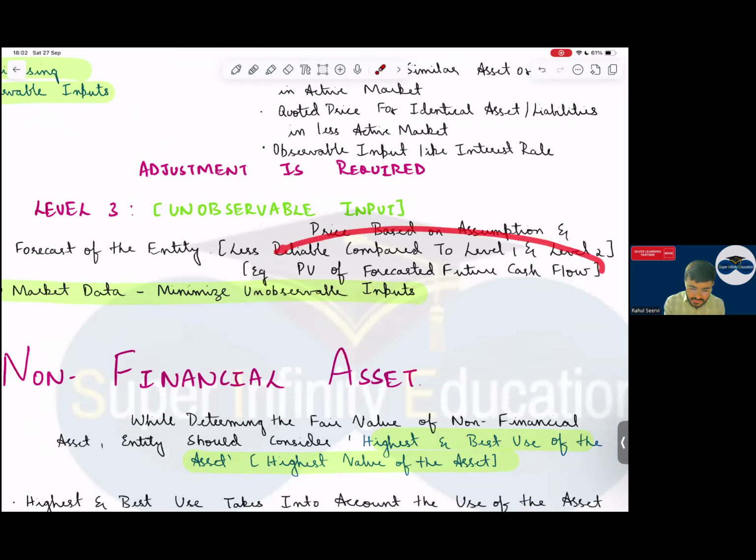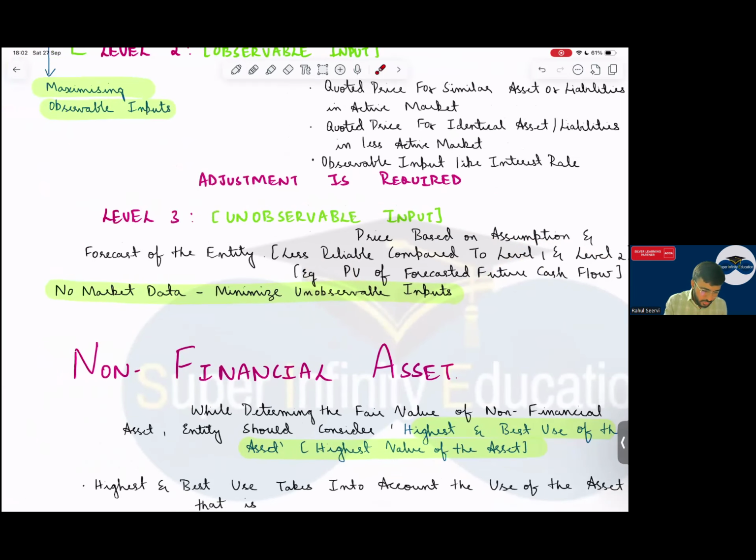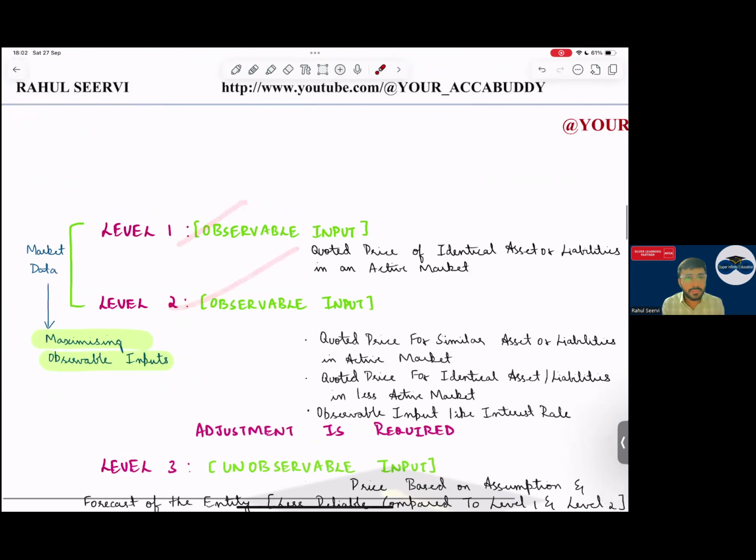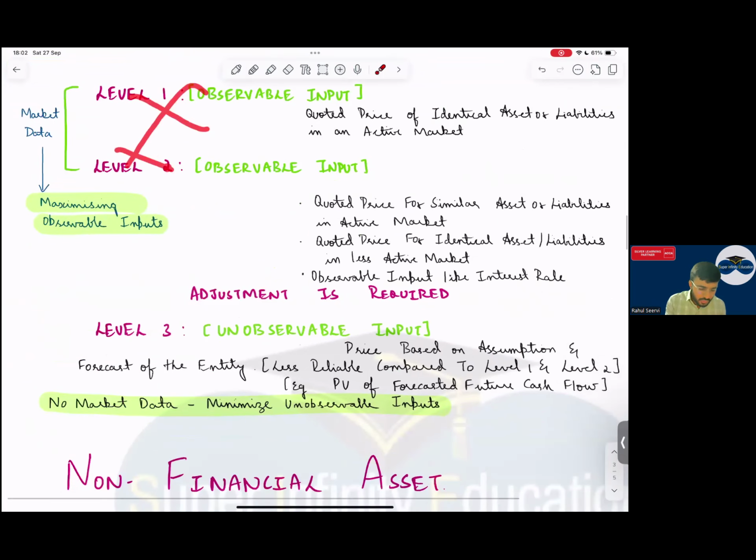In that case, we consider the present value calculation. This should be given the least priority because this will use what? This will use entity data based on the judgment or based on the forecast. So the level 1 and level 2 should be given the priority. If level 1, level 2 is not available, then level 3 should be given the priority. I hope this is also clear.